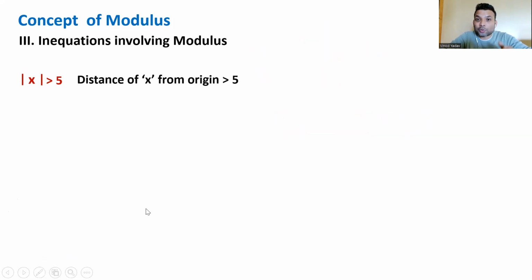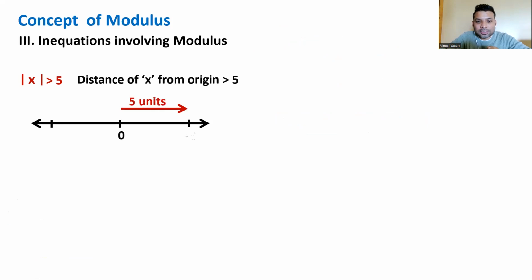Distance of x from origin should be more than 5. So this is our origin. First reach till 5. So this distance is equal to 5. So I have to go beyond this. Beyond this means to the right side of 5. Then only the distance will be more than 5, isn't it? Means for all these values wherein the x value is above 5, the overall distance of x from origin will be more than 5.